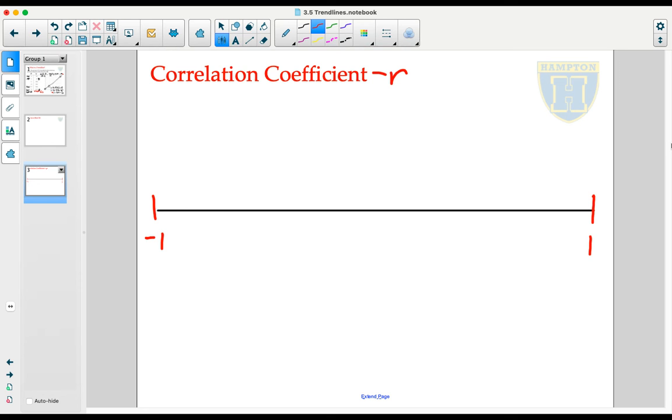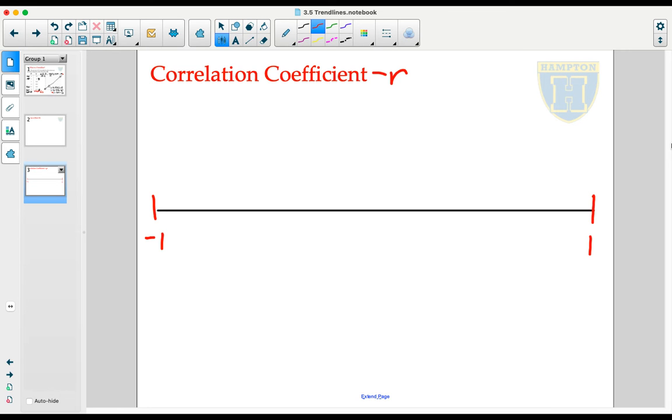The correlation coefficient, denoted by the letter R, is an indication of how strong of a fit a line of best fit is for a particular data set. The correlation coefficient will always range from -1 to 1.